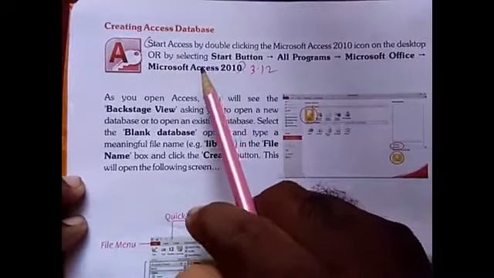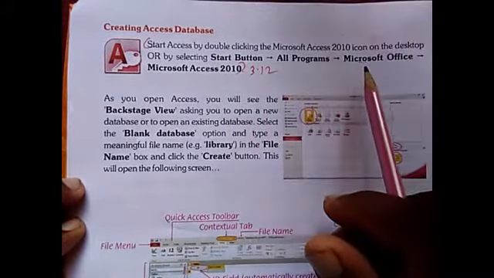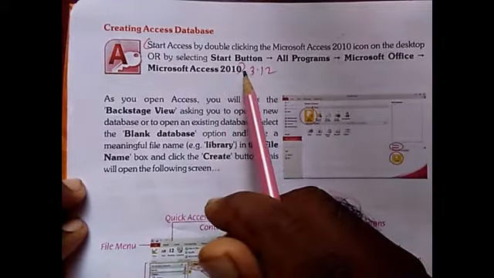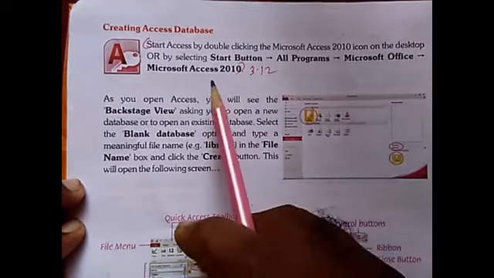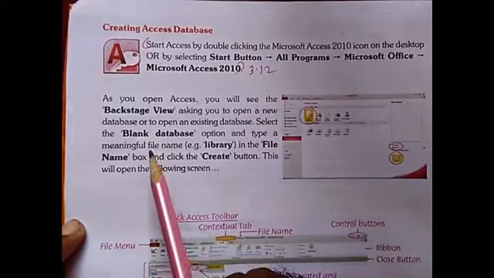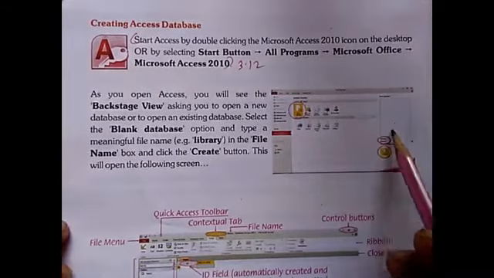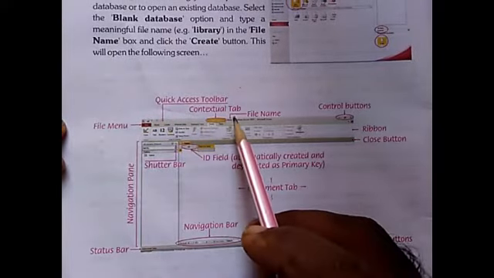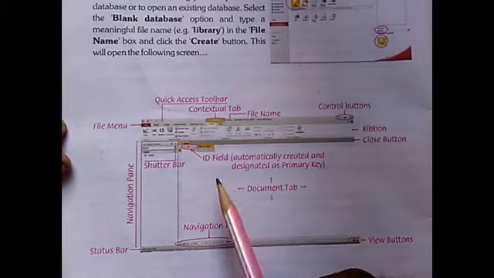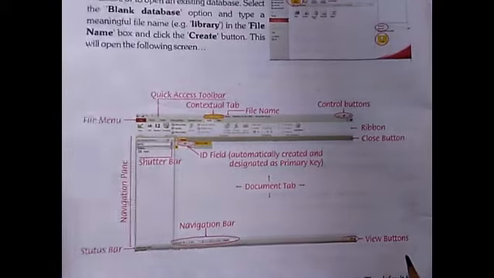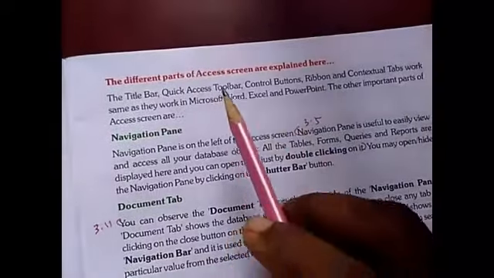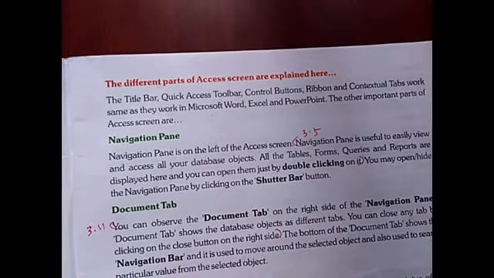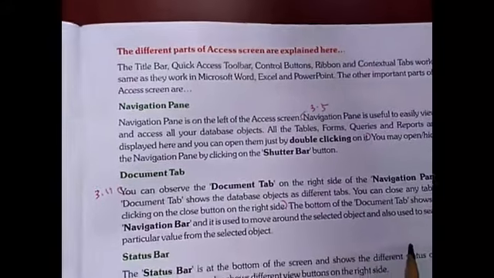Creating Access database. Start Access by double clicking on the Microsoft Access 2010 icon on the desktop, or select Start button, All Programs, Microsoft Office, Microsoft Access. This starts the program, and this is the basic view of the program. You have the quick access toolbar, contextual tab, file name, control buttons. Then we have the different parts of the Access screen: navigation pane, document pane, status bar.